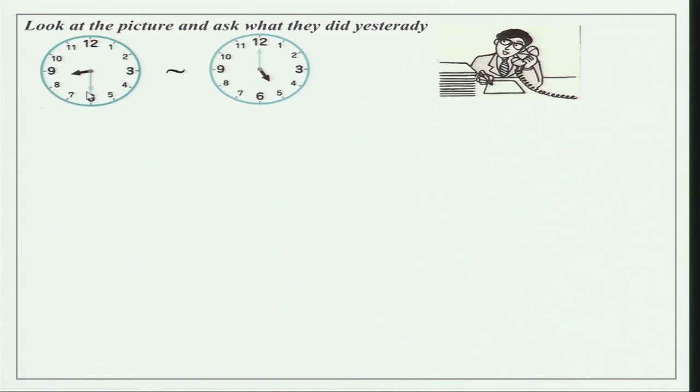Hachi ji han kara goji made nani wo shimashita ka? Hachi ji han kara goji made shigoto wo shimashita. So, you can ask this question, from this time till this time, what did he do? Well, from this time till this time, whatever you can see in the picture, try to say that. We will practice the second one as well.